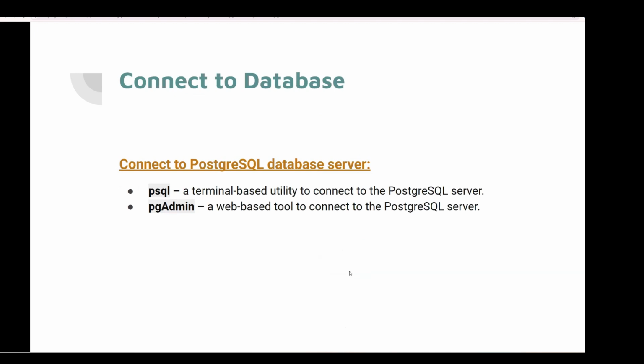Now, how do we connect to the database? To connect to the PostgreSQL database server, there are two ways: psql and pgAdmin. psql is a terminal-based utility to connect to the PostgreSQL server. It's an interactive terminal program provided by PostgreSQL. pgAdmin is a web-based tool to connect to the PostgreSQL server. It allows you to interact with the PostgreSQL database server via a user interface.